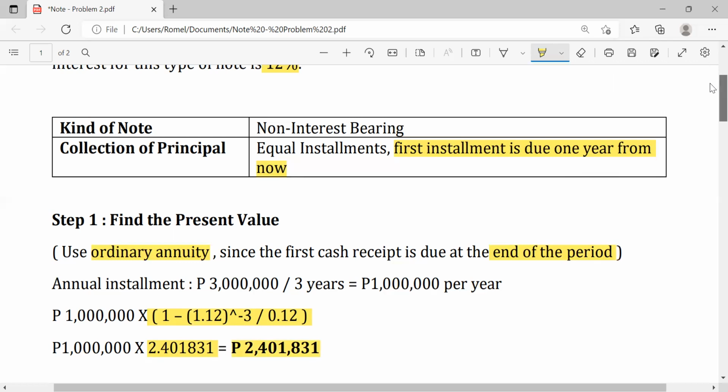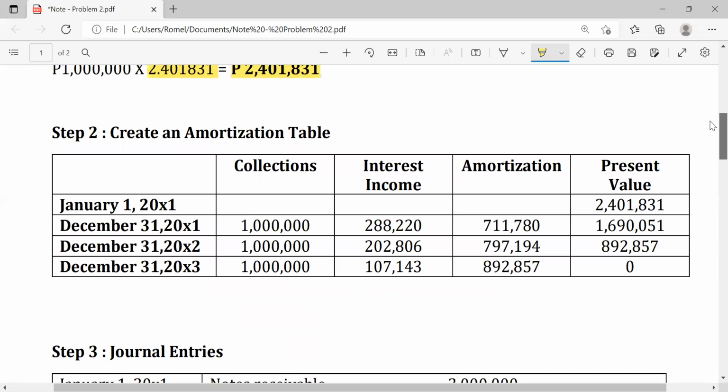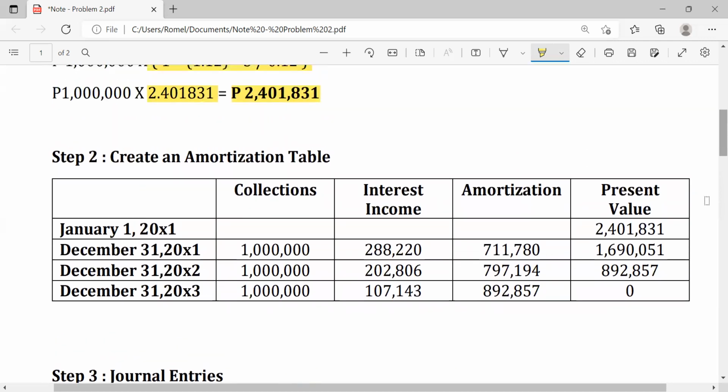2,401,831. And then, the next thing that we will do is we will now create an amortization table.